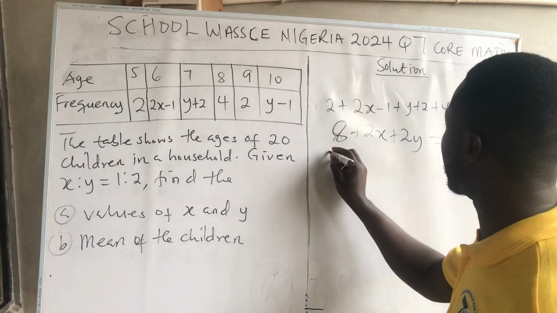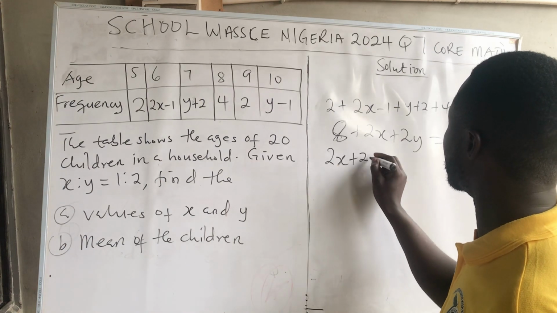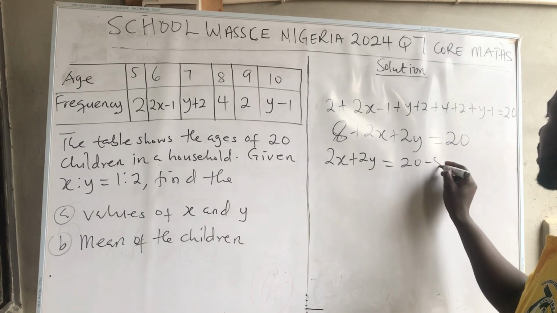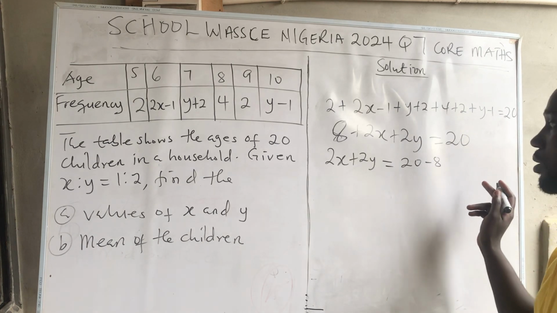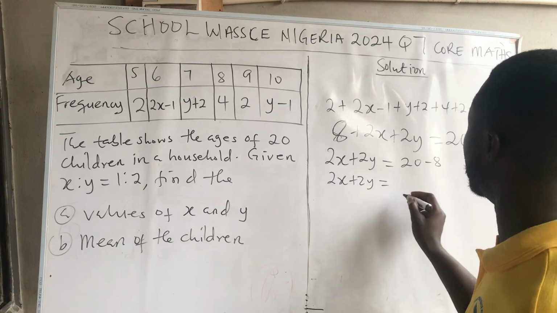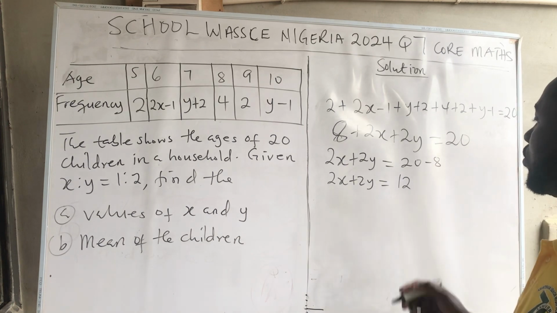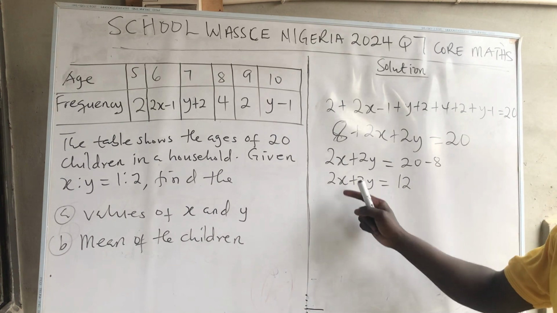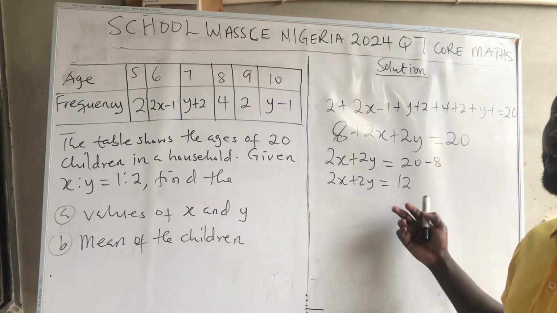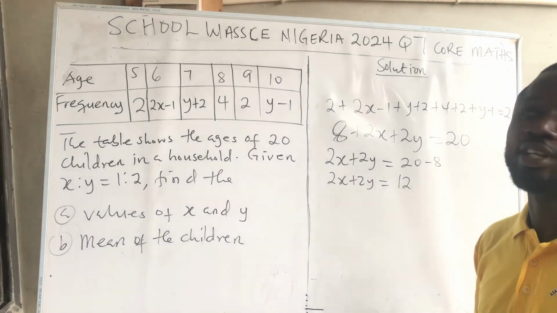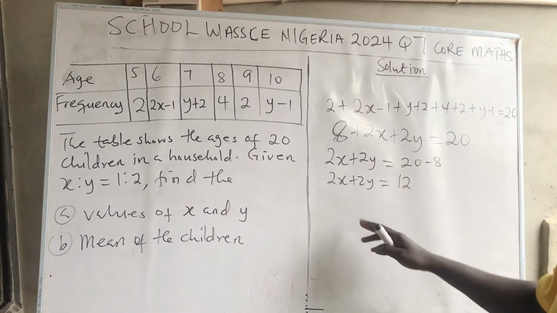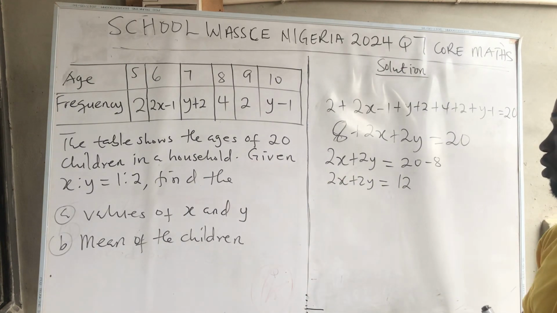Alright, so we have 2x plus 2y equal to 20 minus 8. We'll bring the 8 here. So 20 minus 8 gives us 12. Now 2x plus 2y is equal to 12. Since it involves two variables, we also need another equation. That is why the ratio was given. But let's see, 2x plus 2y is equal to 12.